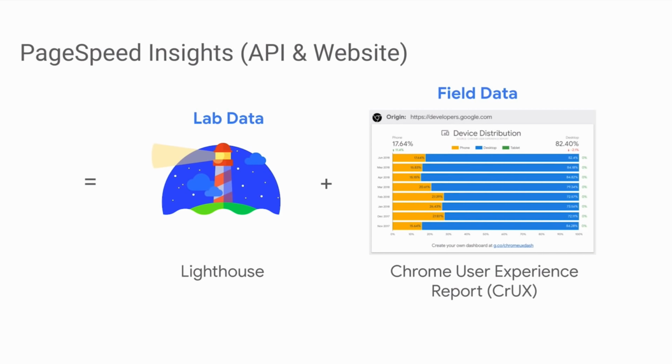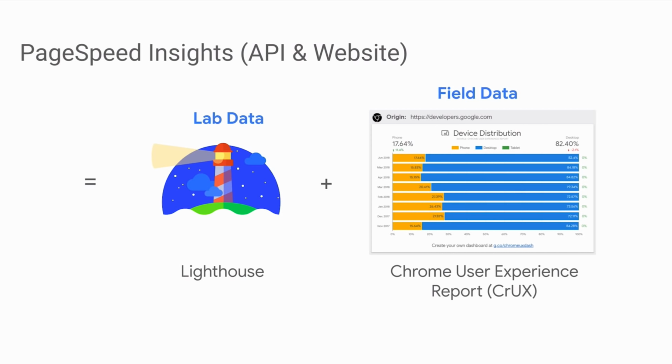Next is PageSpeed Insights, or PSI. PageSpeed Insights is a way for you to get both lab data and field data for your site or other sites all in one place. The lab data comes from Lighthouse, and PSI takes care of running Lighthouse, so you don't need to worry about running Lighthouse locally. And field data comes from the Chrome User Experience Report, also known as CRUX. The Chrome User Experience Report is what I like to think of as the field data equivalent of HTTP archive. It provides real user metrics from a wide variety of sites.